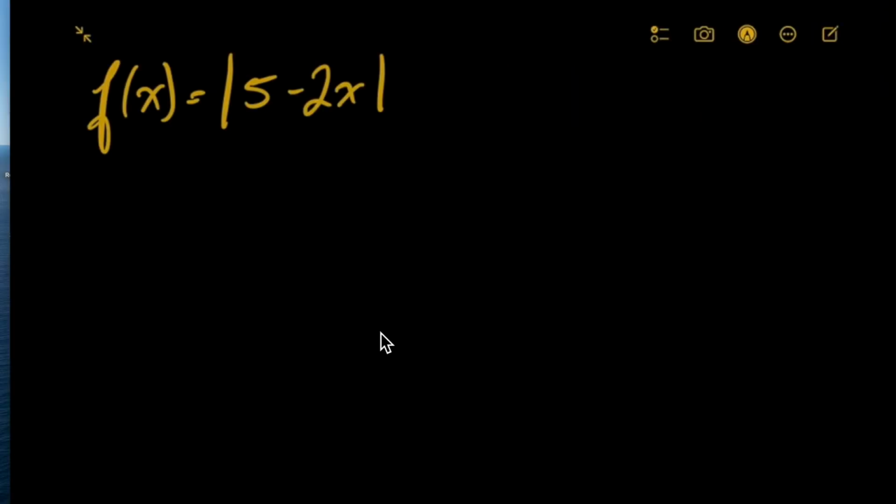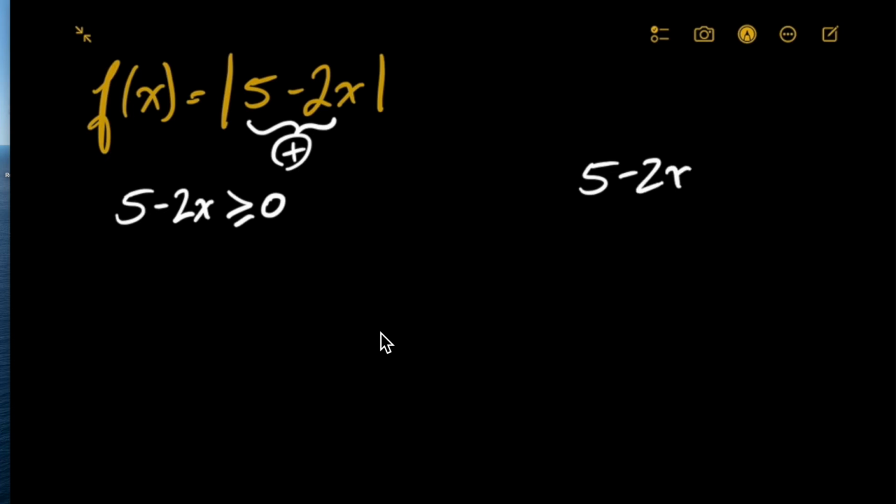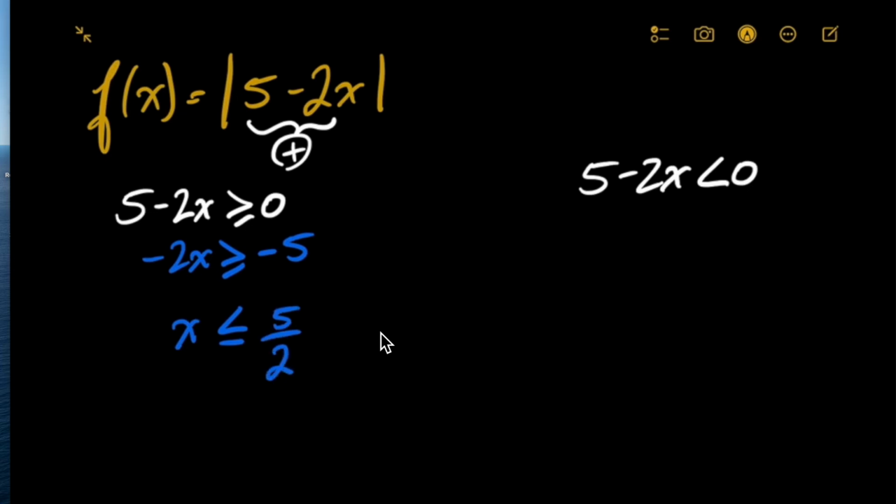Let's go ahead and rewrite this absolute value equation in a piecewise manner. Positive is going to be 5 minus 2x greater than or equal to 0, and the negative version is going to be 5 minus 2x less than 0. Here, with the positive version, we're going to solve for x. We're going to get negative 2x is greater than or equal to negative 5, we're going to divide both sides by -2 and flip the sign. So we're going to get x is less than or equal to 5/2.